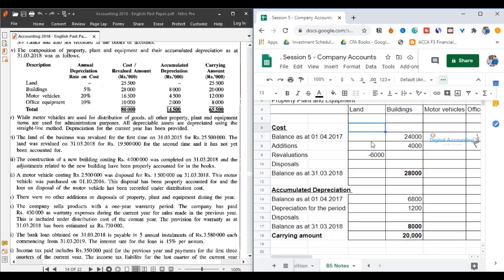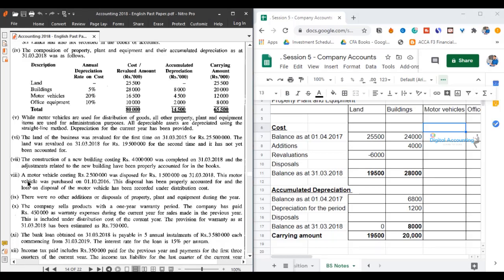At the same time we can finish the land also. So the balance as at 1st April 2017 is 25,500. As we said earlier, there are no additions, there are no revaluations. The revaluation charge we have reduced is 6,000. So 25,500 less 6,000 gives 19,500, which is the balance as at 31st March 2018 of the land cost account. And we are not charging any depreciation for land. So 19,500 should be the carrying amount too.